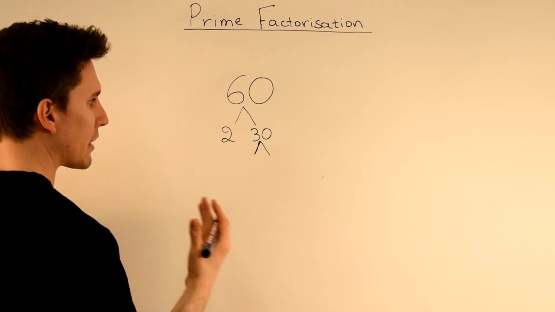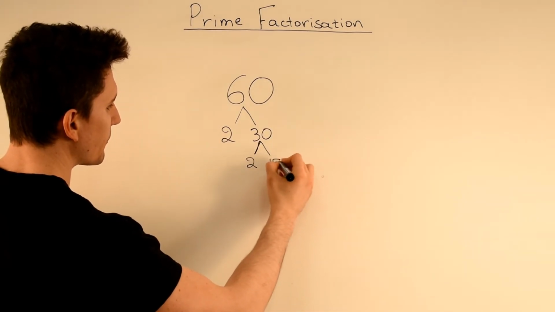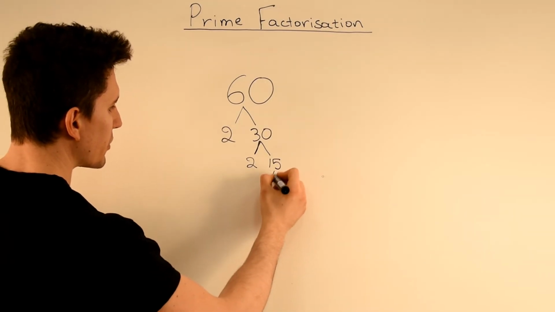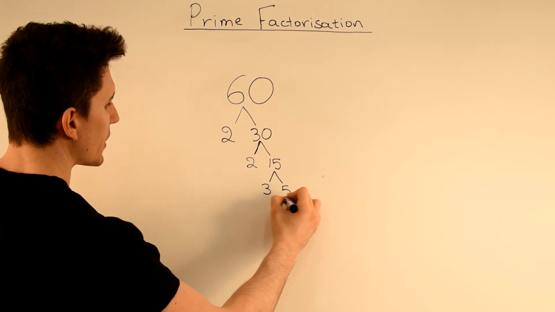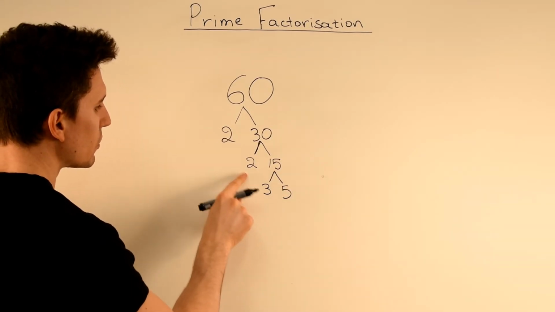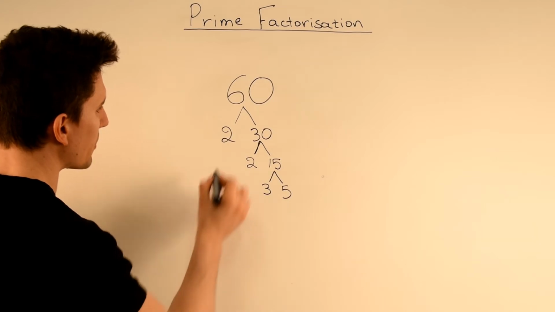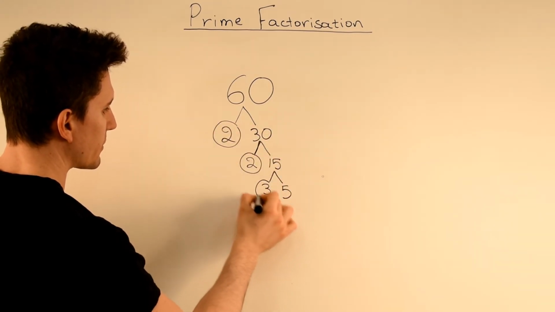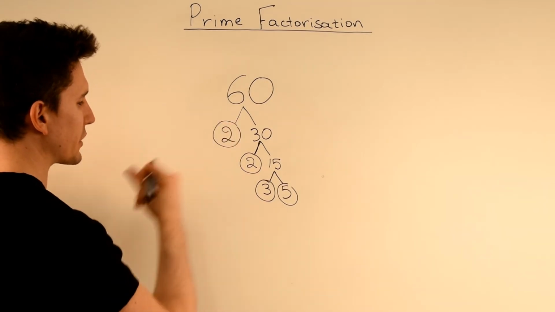30 can be written down as 2 times 15. And finally, we've got 15 here. It can be written down as 3 times 5. Now notice 2, 3 and 5 cannot be broken down anymore because they are prime numbers. So we will go ahead and put them in circles to indicate just that. Now we are ready to write down the answer for 60.